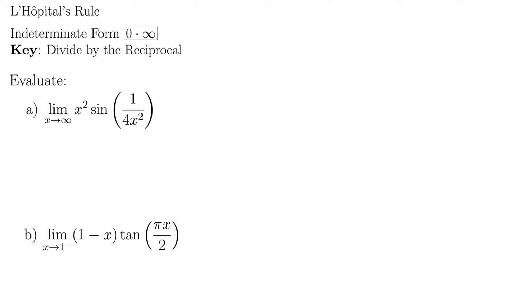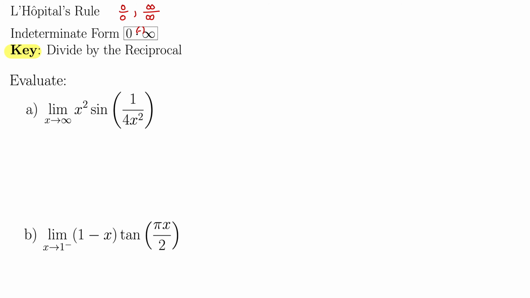We've seen how L'Hopital's rule works with the two basic indeterminate forms of 0 over 0 and infinity over infinity. But what happens when we get an indeterminate form of 0 times infinity? And note that that's just the form of it. This could be negative infinity here too. That's still considered the same form. Well, when this comes up, there's a strategy, and the key is to divide by the reciprocal. Let's take a look at how this works.